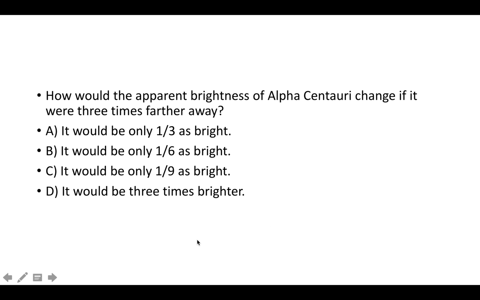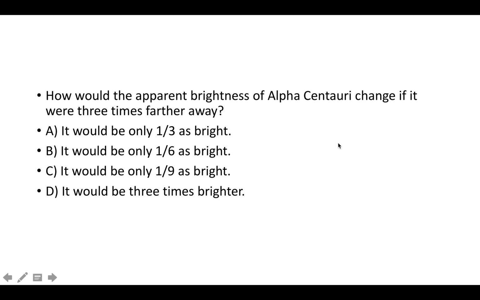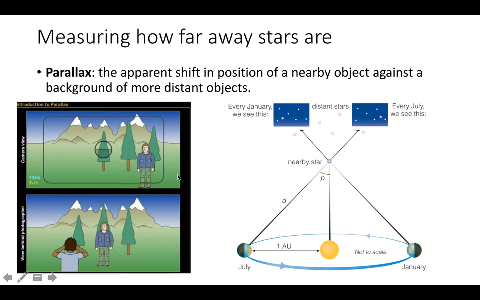So, question for you: what would the apparent brightness of Alpha Centauri change to if it were 3 times farther away? So, 3 times farther away. So if I stick a 3 here, 3 squared is 9, and then because it's inverse, it would be 1/9 as bright. So your option is C.